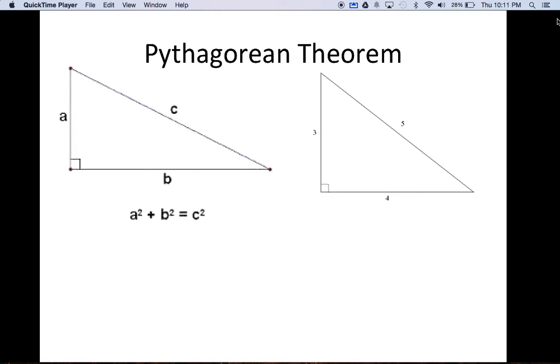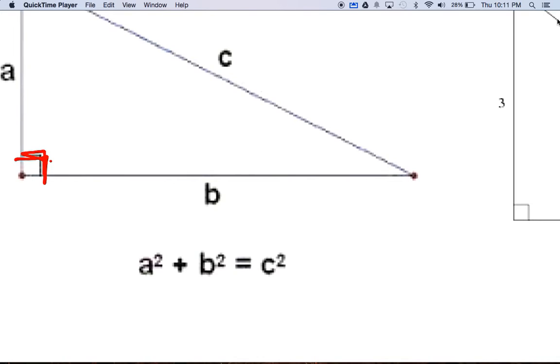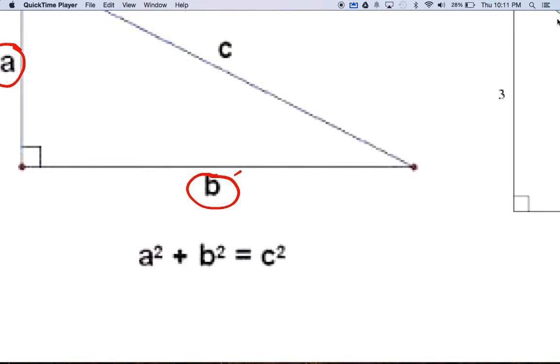The Pythagorean Theorem simply states that for any right triangle, it has to have a right angle in the triangle, if you take this side length here, whatever it is, and this side length here, and you square them, which means to times them by themselves, you're going to end up with this other side length squared.